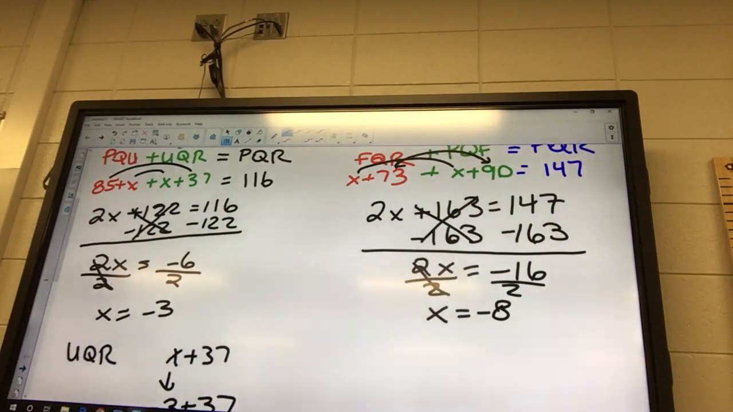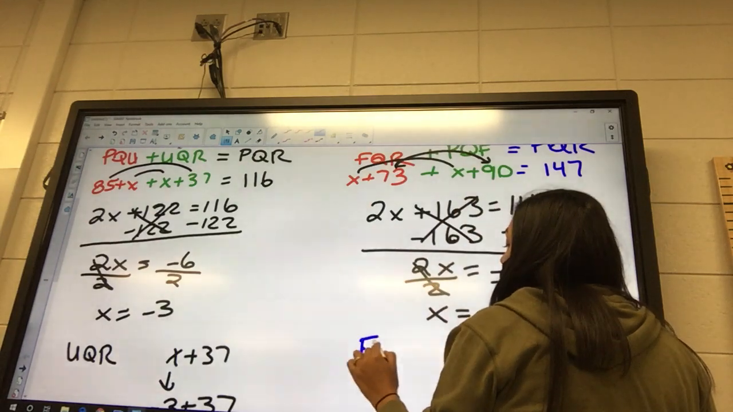Read your stuff. The FQR equals 65 degrees. Oops, sorry. So we're trying to find FQR. It says find angle FQR. What's FQR equal right now?